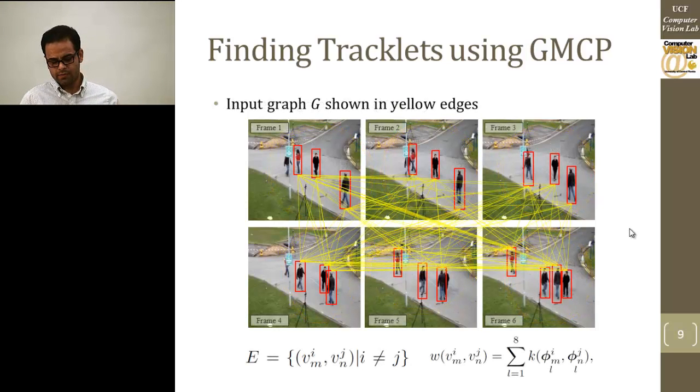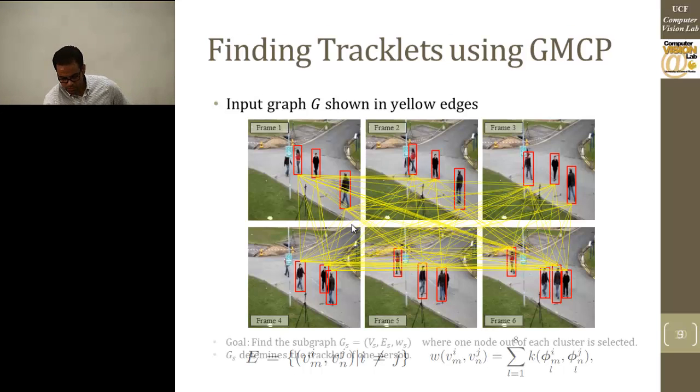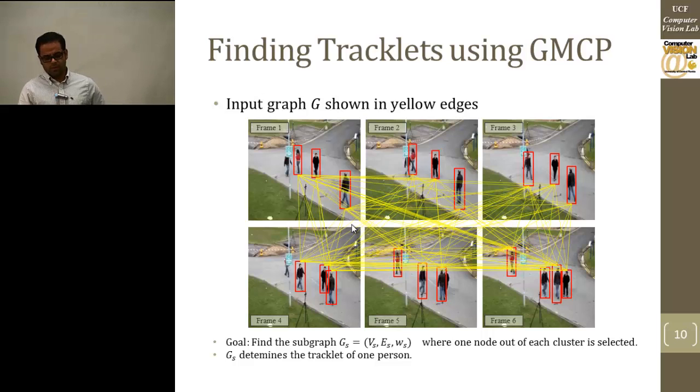And the edges in the graph are defined as follows. Each node is connected to all other nodes in the graph as long as they don't belong to the same cluster, which means there are no intra-cluster edges, but the graph is otherwise complete. The edge weights are defined as the histogram intersection between the parts of 2 detections. So edge weights encode the visual similarity between 2 nodes. We are trying to find the tracklet of one person, which means from each frame we have to pick one detection in a way that they belong to the same person. So one tracklet can be represented by a subgraph.